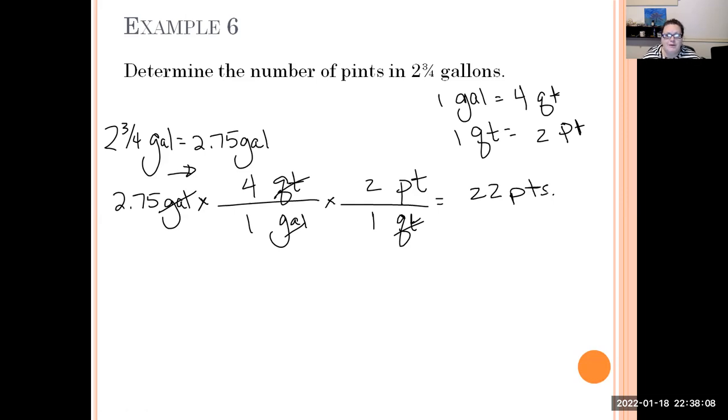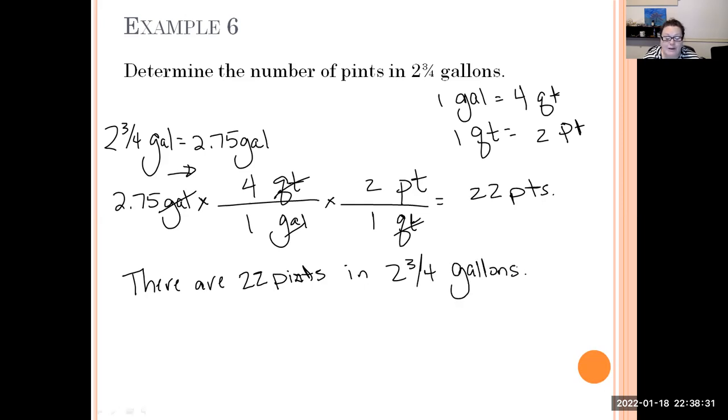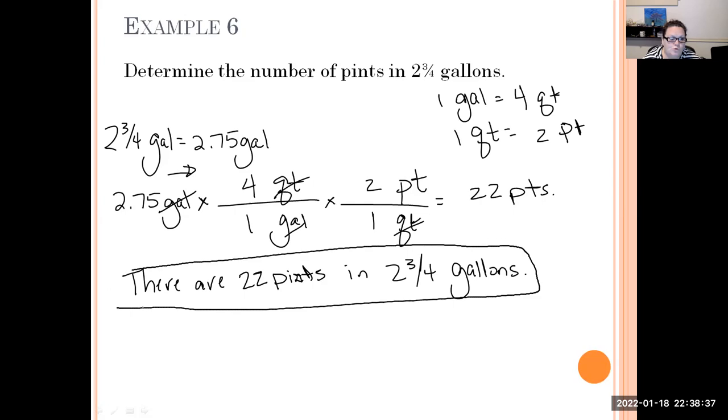All right, so now all we have to do is write the sentence. Determine the number of pints in 2 3/4 gallons. There are 22 pints. It becomes comical after a while. And I've changed the tips on my pen, so I don't know what's going on. All right, so there's our answer for that.